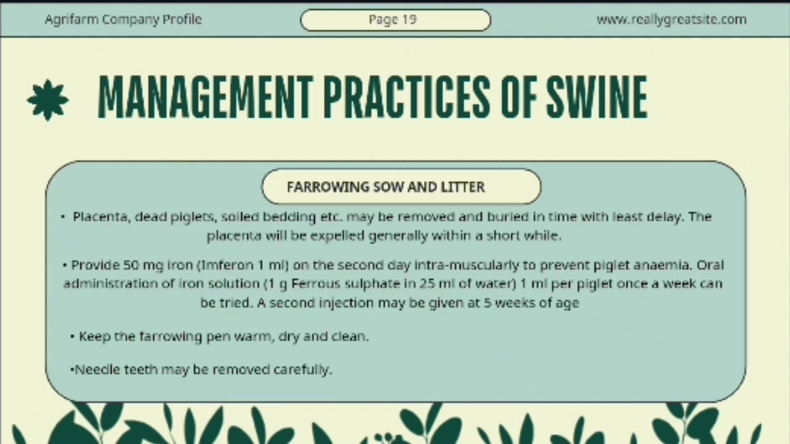Placenta, dead piglets, soiled bedding, etc. may be removed and buried in time with least delay. The placenta will be expelled generally within a short while.